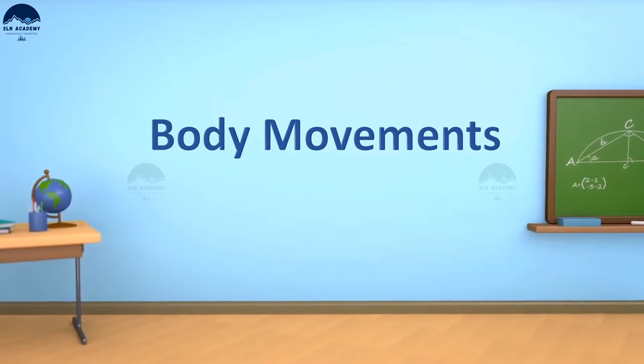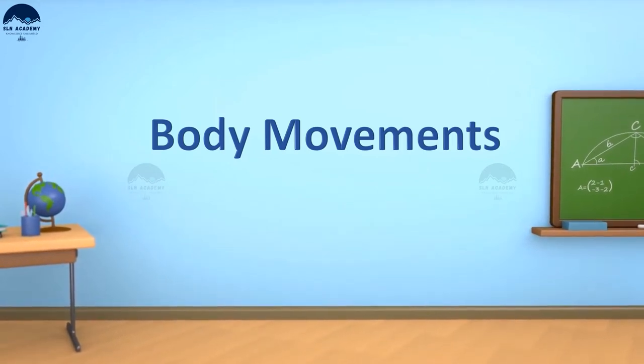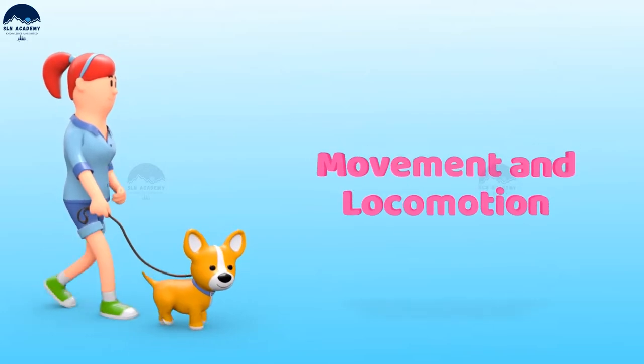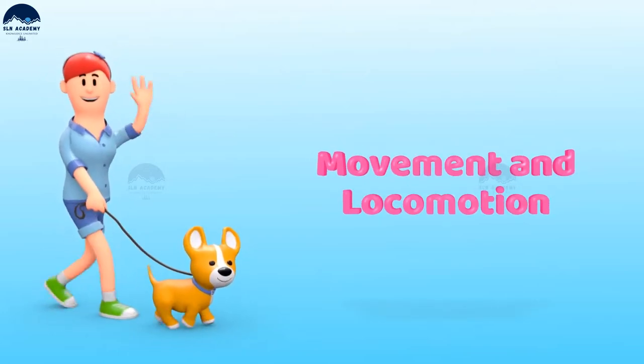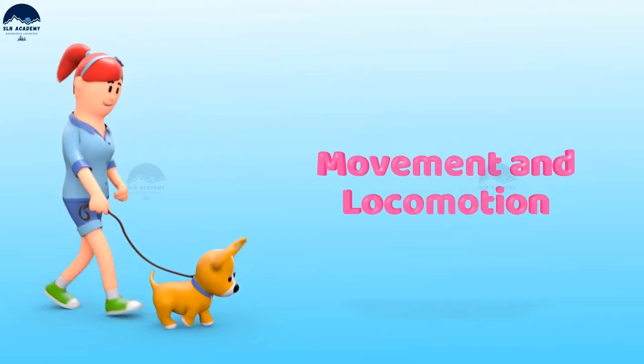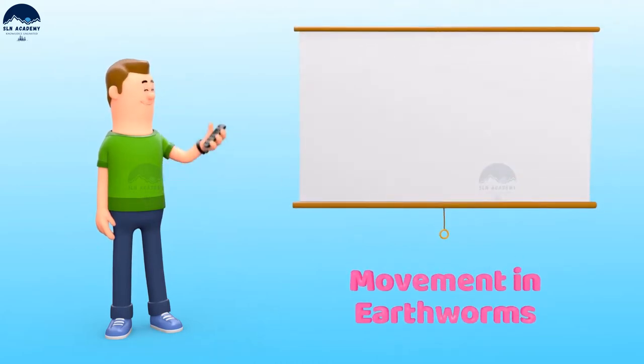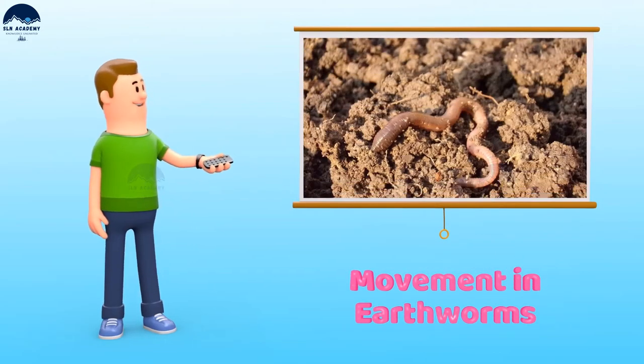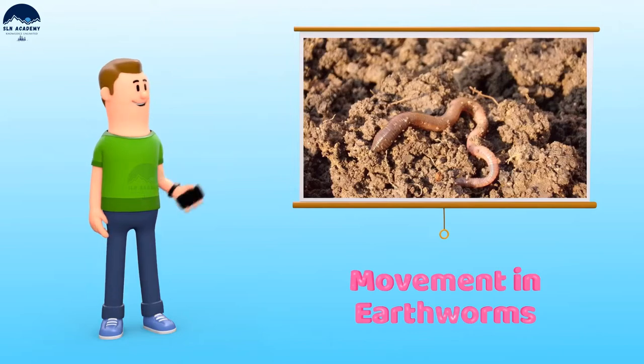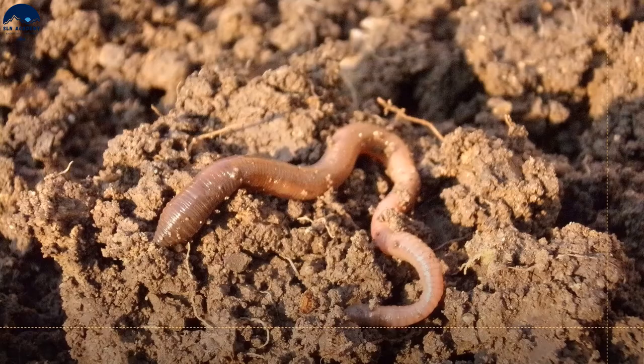In this video, let us talk about body movements and let's learn different types of movement and locomotion. Motion in earthworm. The body of an earthworm is made up of many rings joined end to end.